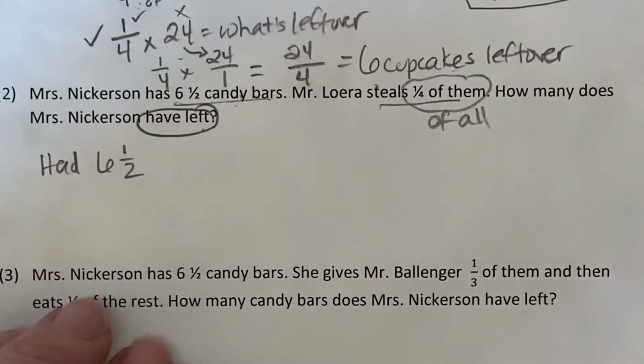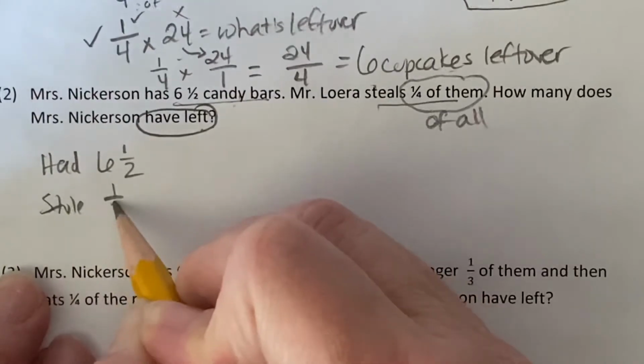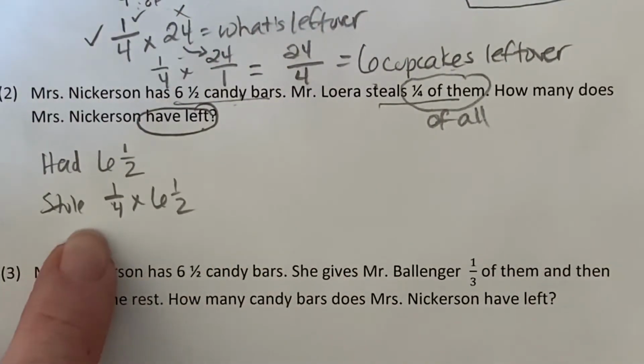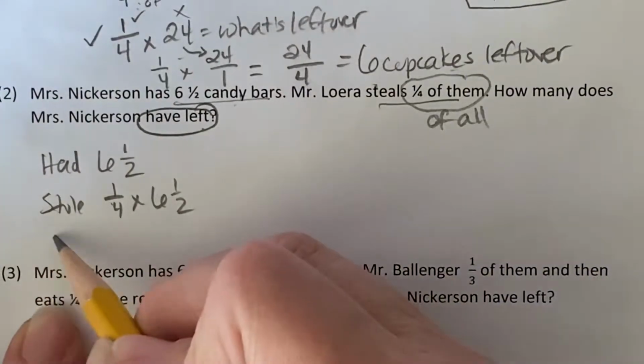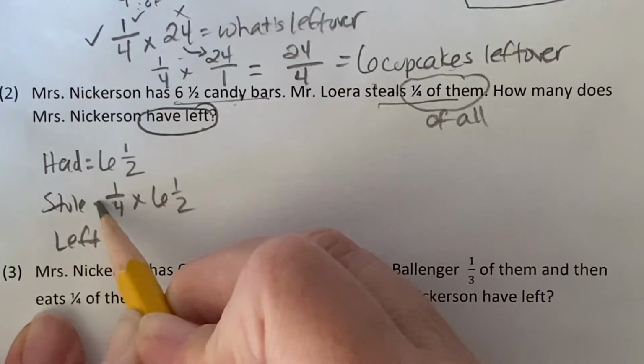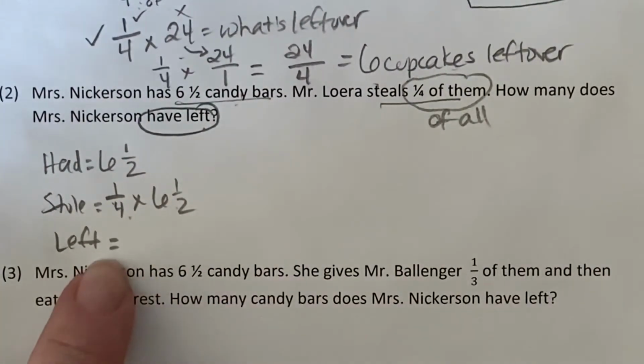So what was stolen was 1/4 of 6.5. But I don't need to know what amount is stolen. I need to know what amount is left over. So what I had was 6.5. What Mr. Loera stole was 1/4 times 6.5. What would be left over?